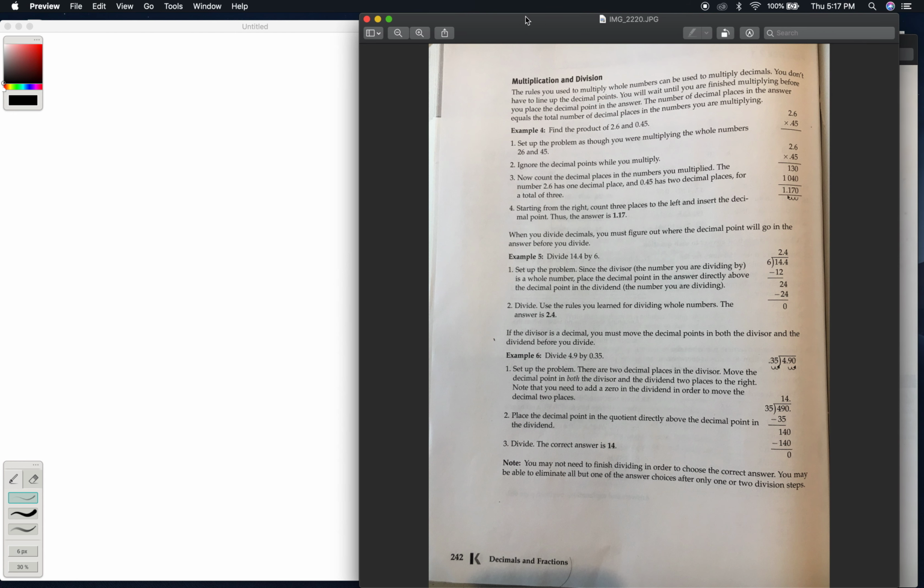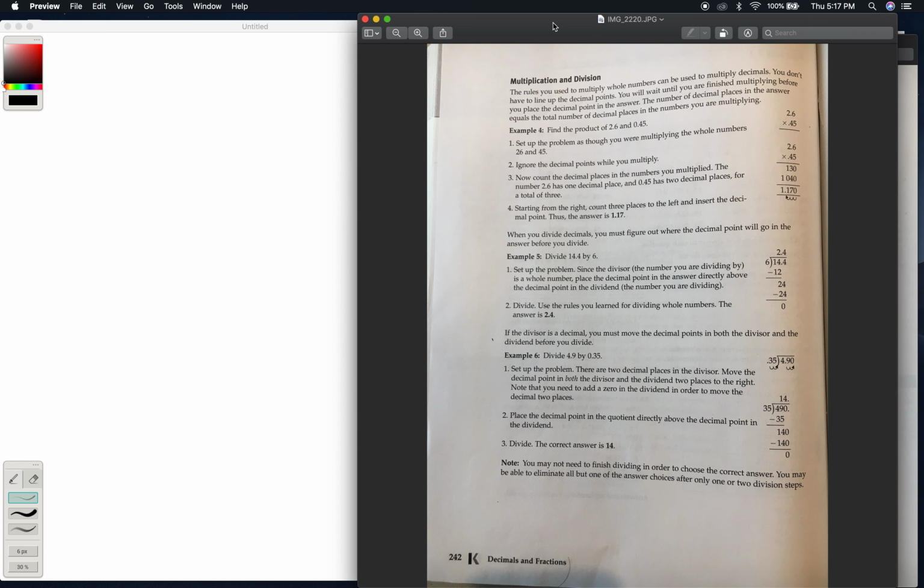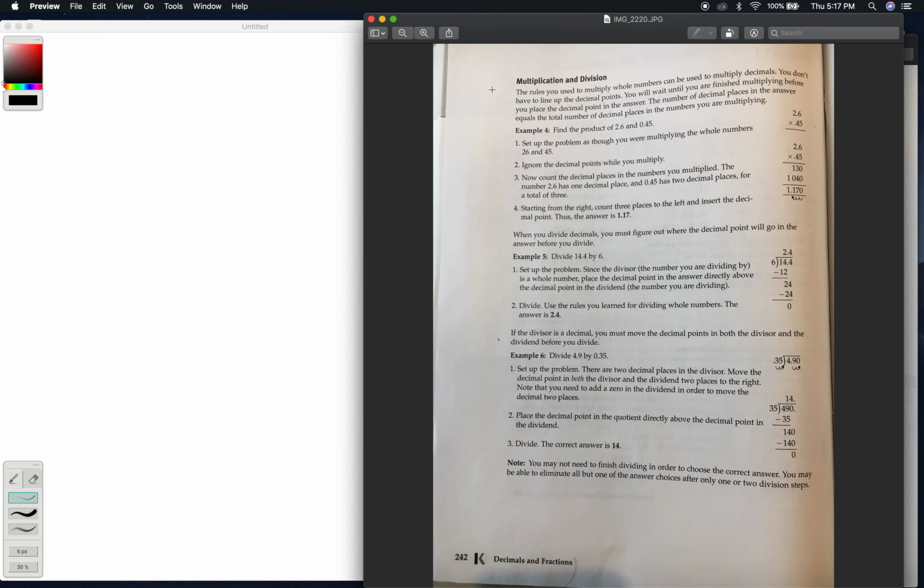Hello everybody and welcome to another lesson. This one is like the last, decimals and fractions. However, it's for multiplication and division, whereas the previous ones were for addition and subtraction. So let's get started. Multiplication and division.